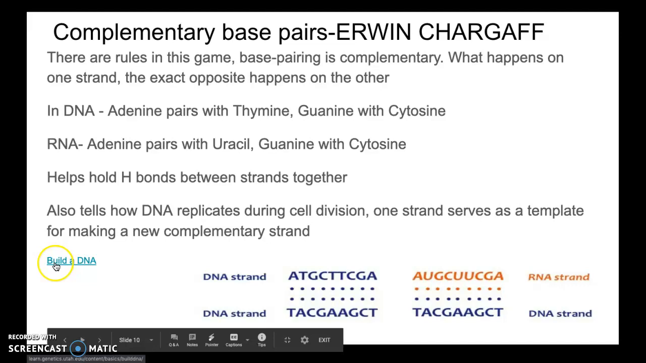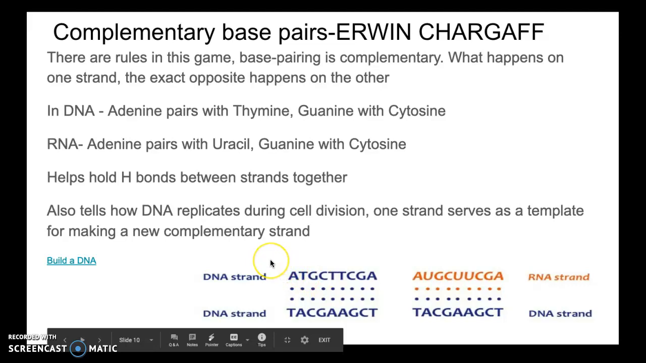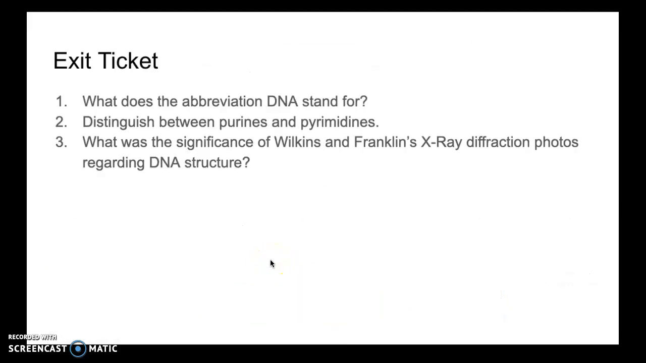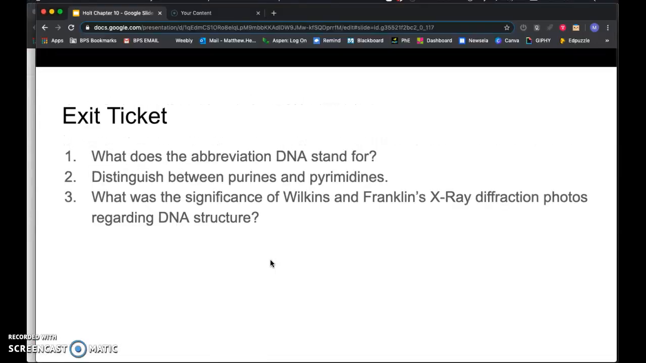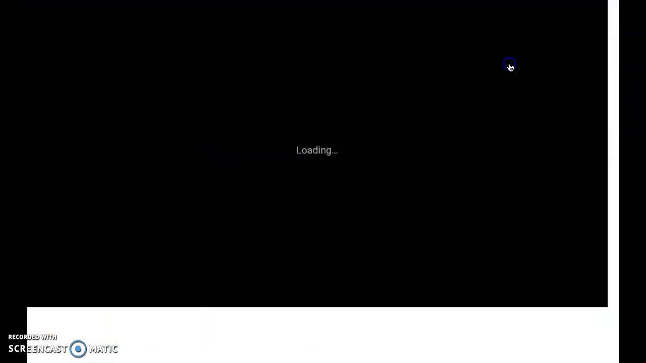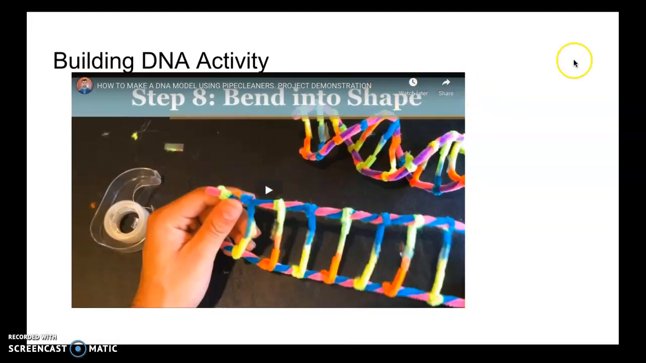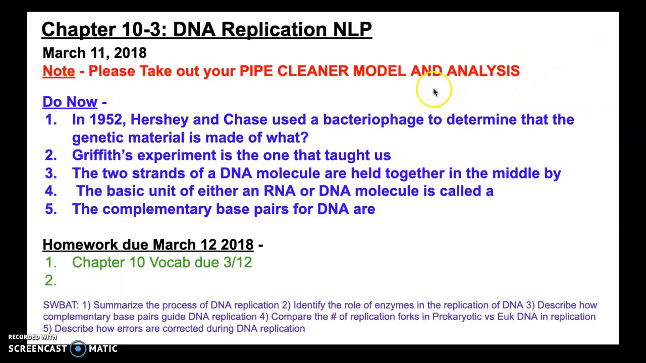I suggest you do this activity, right? This is where you get to build a DNA molecule using the pairing principle. This is your exit ticket for 10-2, right? I'll let you guys get to that one. Now, what I would have done in class is brought you pipe cleaners and we would have built our own DNA molecules. So you can definitely watch this. If you have materials at home and you want to do it yourself, go ahead. If not, if you don't have pipe cleaners, there's plenty of ways to do it. And I actually might still make that a project.